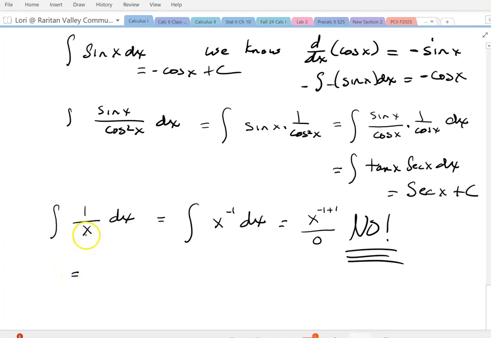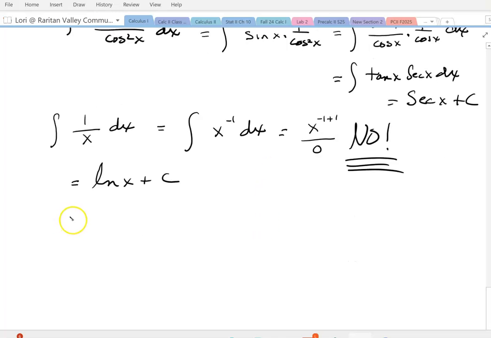We'll go back and think about it for a second. Hey, what function has a derivative of 1 over x? It's just ln x. So that's one you're going to want to remember. Obviously, e to the x is simply e to the x.